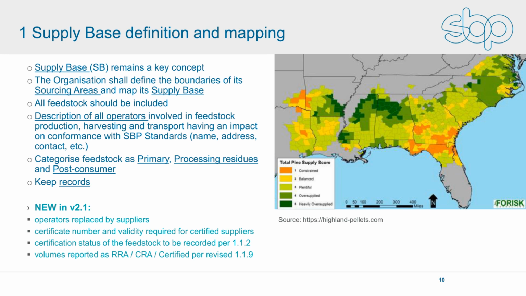Fourth, in revised clause 1.1.9, feedstock volumes are now reported using 3 categories: RRA, CRA, or certified.